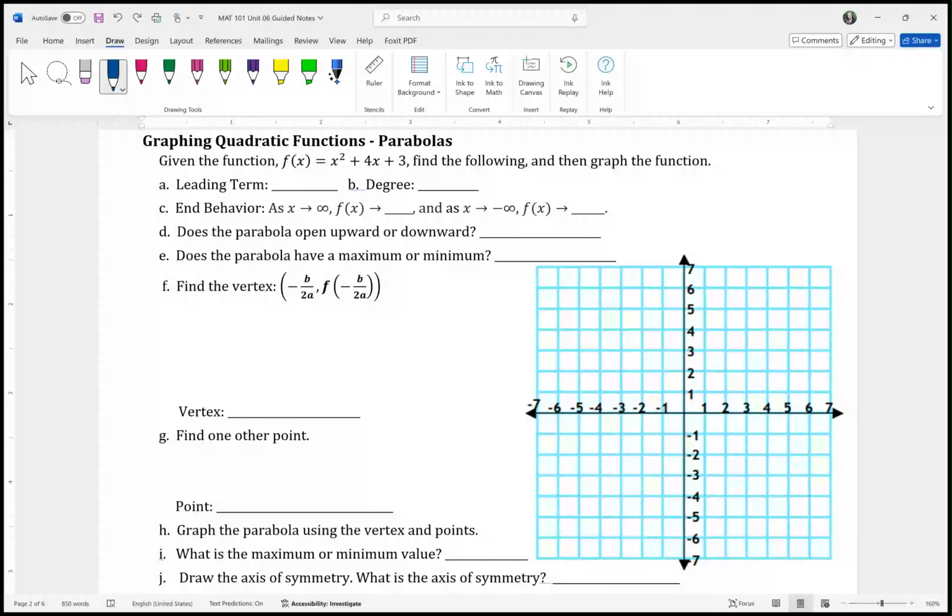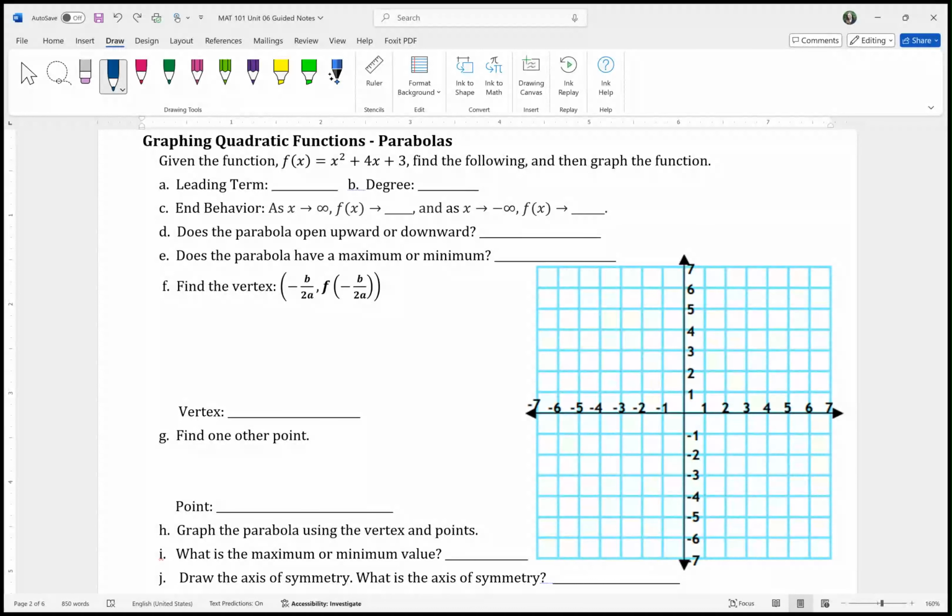In this video, we are graphing quadratic functions or parabolas, those U-shaped graphs that I was talking about in a previous video. Given the function f of x equals x squared plus 4x plus 3, we're going to find the following and then graph the function.